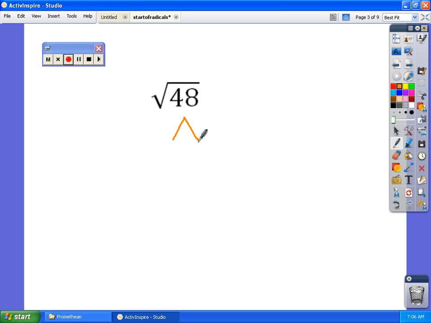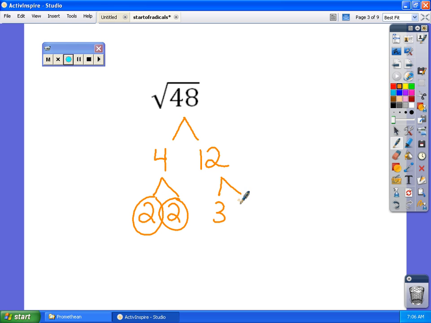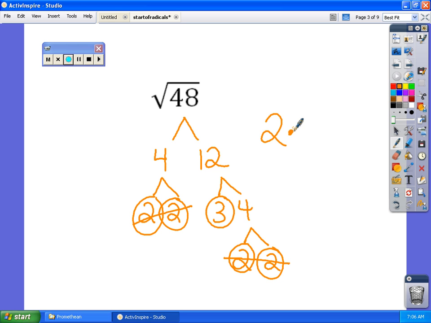Okay, let's look at another one, 48. I can divide this by 4 and 12. 4 becomes 2 and 2. 12 becomes 3 and 4. 3 is prime. I need to break down the 4. 2 and 2. So I have one pair of 2's. So 2 comes outside. I have another pair of 2's, so another 2 comes outside. And 3 doesn't have anyone.